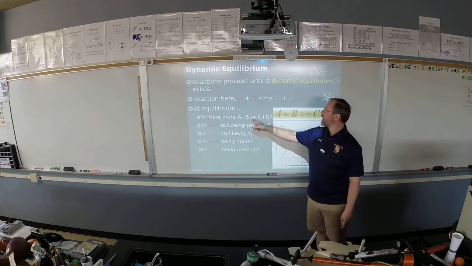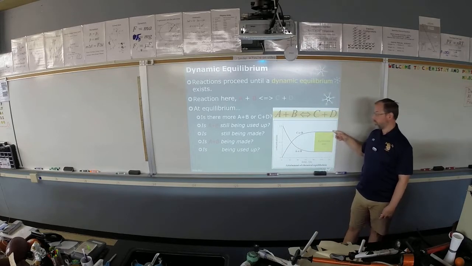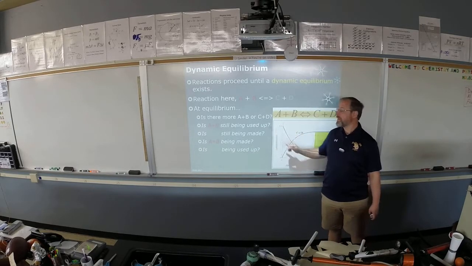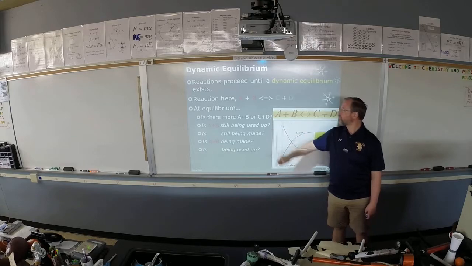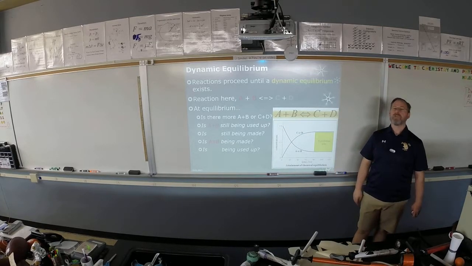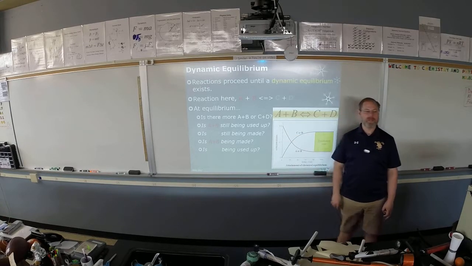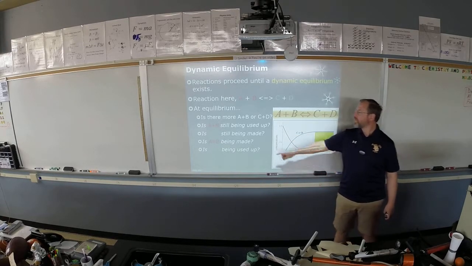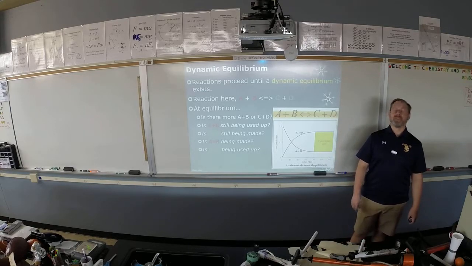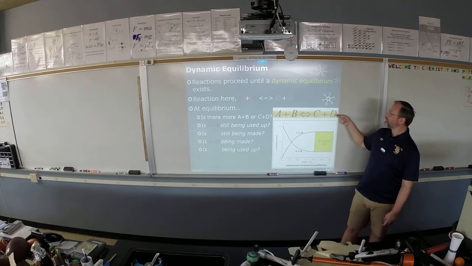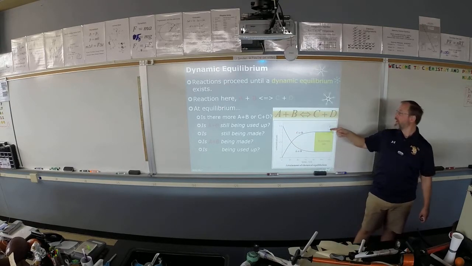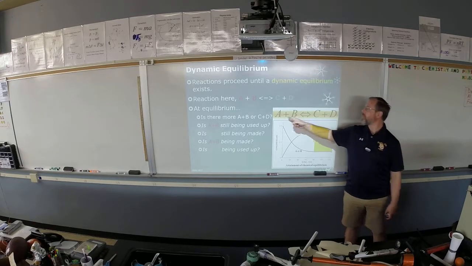We talked about, is there more AB or CD? We agreed it's more CD. Is A and B at equilibrium, right here, still being used up? Yes, because it's dynamic, it's still happening. Is C and D still being made? Yes. Is A and B being made? Yes, because that's the reverse reaction. The reverse reaction is C and D becoming A and B.